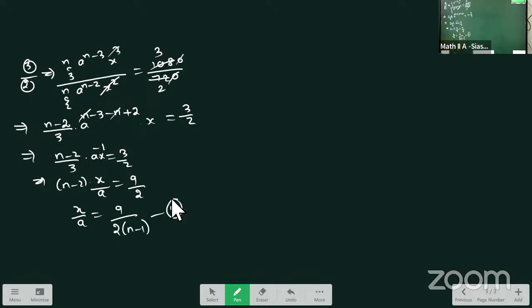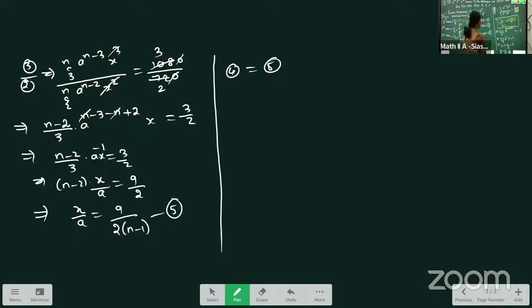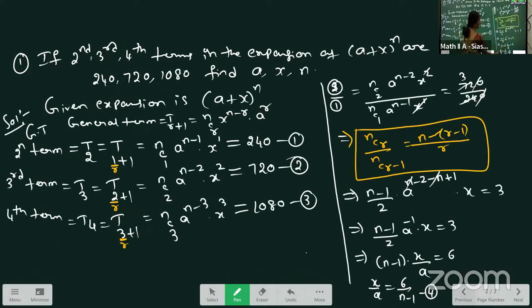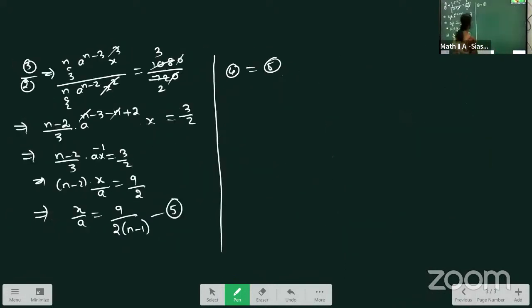If you observe, equation 4 is x by a and equation 5 also x by a. So equate 4 and 5. Equating equation 4 and equation 5. What is equation 4 value? In equation 4 we have x by a is equal to 6 by (n minus 1). So 6 by (n minus 1) is equal to, in equation 5 x by a value is 9 by 2 into (n minus 2). 3 twos are 6, 3 threes are 9. Cross multiply: 2 into (n minus 2) is equal to 3 into (n minus 1).